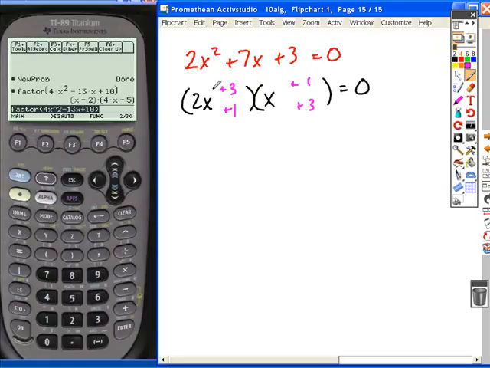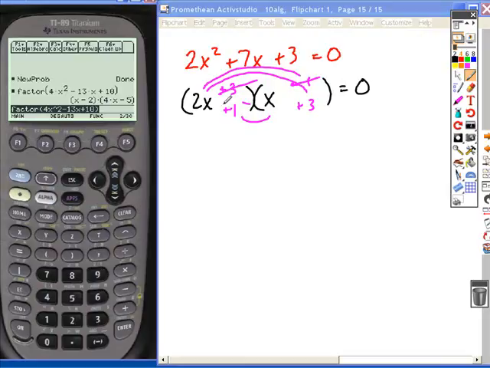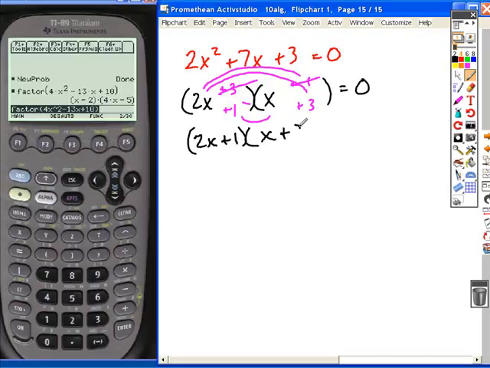And so if you test the first pair, 2x plus 3x, does that equal 7x? No. What about 6x plus 1x? Does that equal 7x? Yes. So here are your factors. 2x plus 1 times x plus 3.